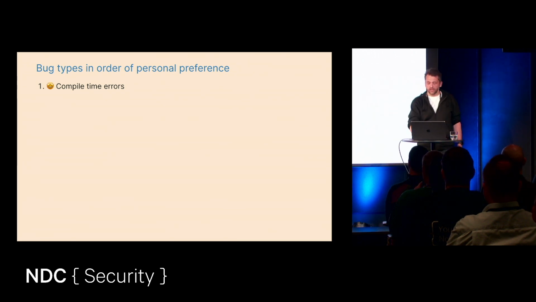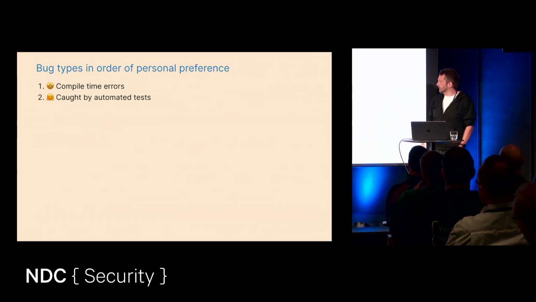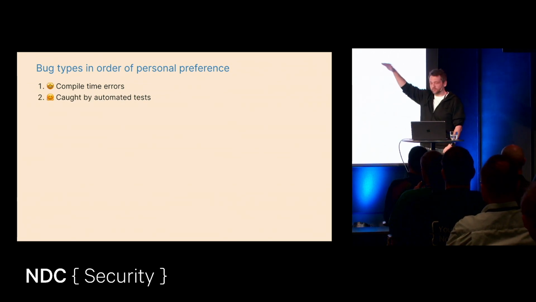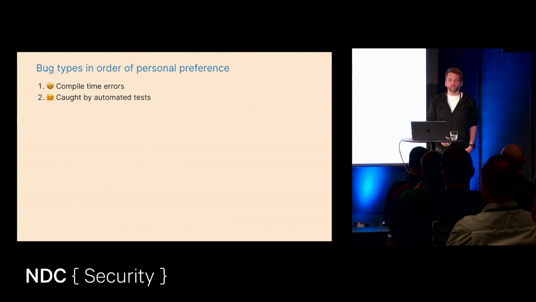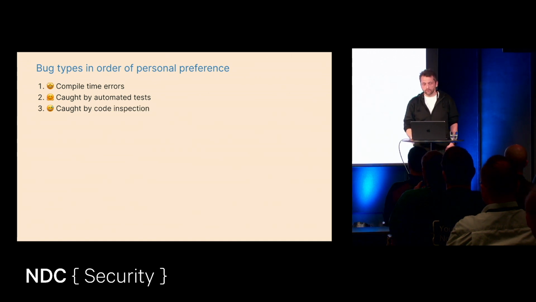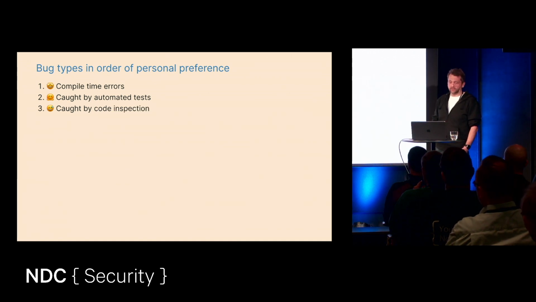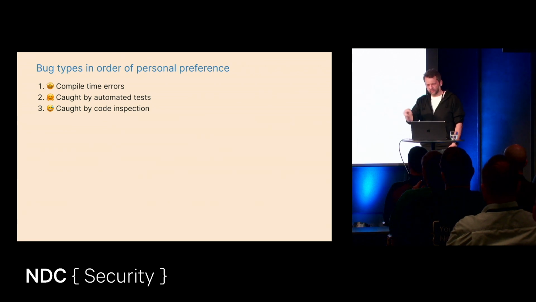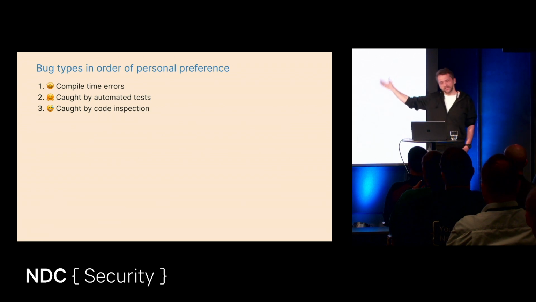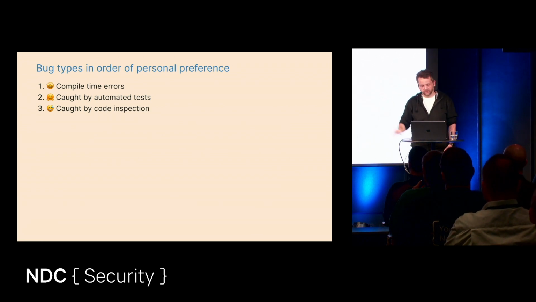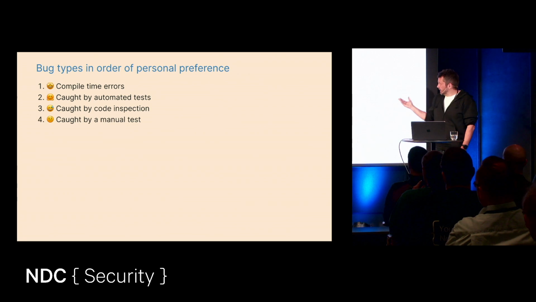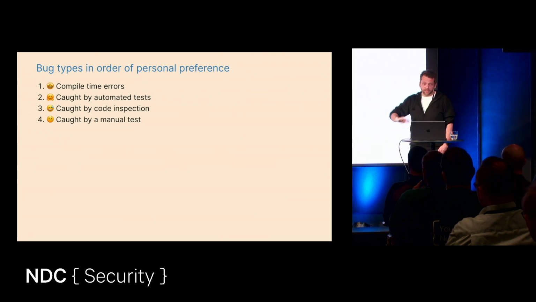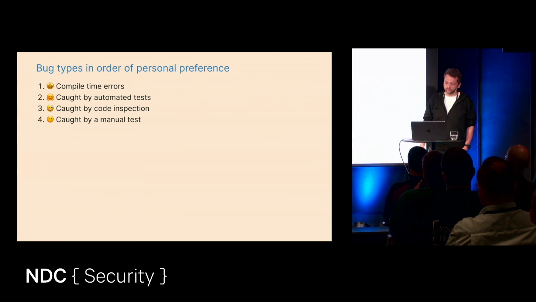I'll fix it. The next type of bugs, I'd rather have them as compile time bugs, but okay, if they're caught by automated tests, that's cool. I'll find them before I go into production. Great. Or maybe I have colleagues looking at my code who say, hey, what are you doing here? Oh, okay, that's fine as well. I'd rather have them found by the automated tests, but as long as someone finds them, that's fine. Even manual tests are better than having things in production.